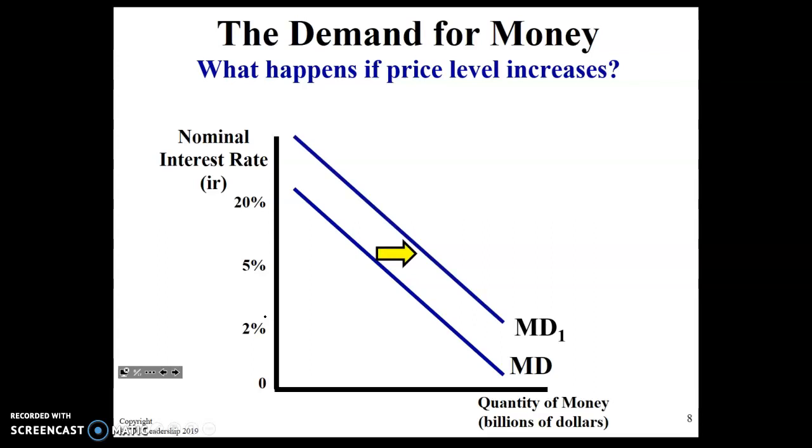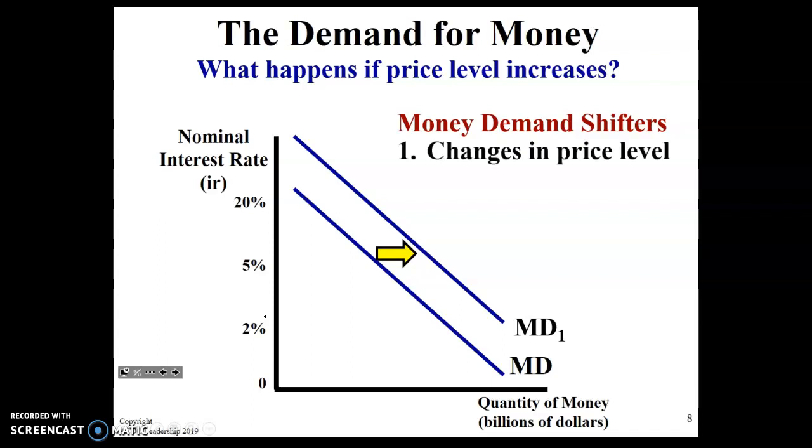So in this case, a price level increase would be an increase of your demand for money, your money demanded. All right. So there are shifters for the money demand curve. Okay. One is the change in price level. All right. The next is changes in income.